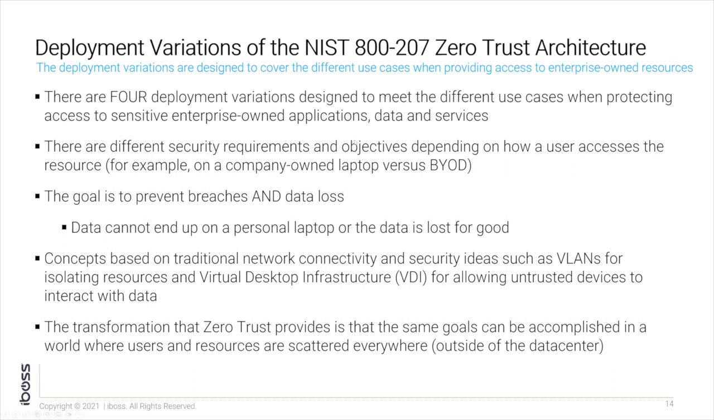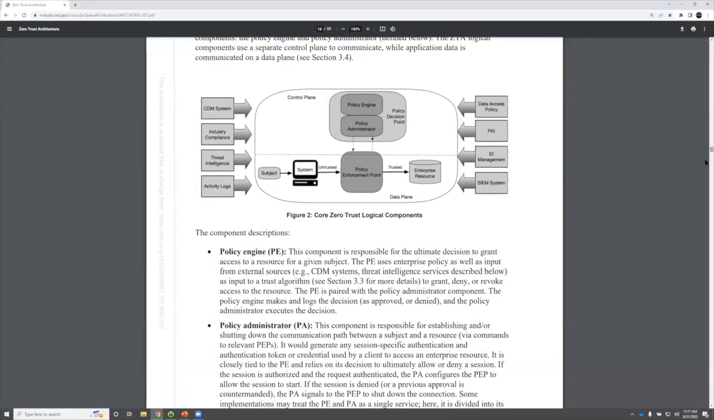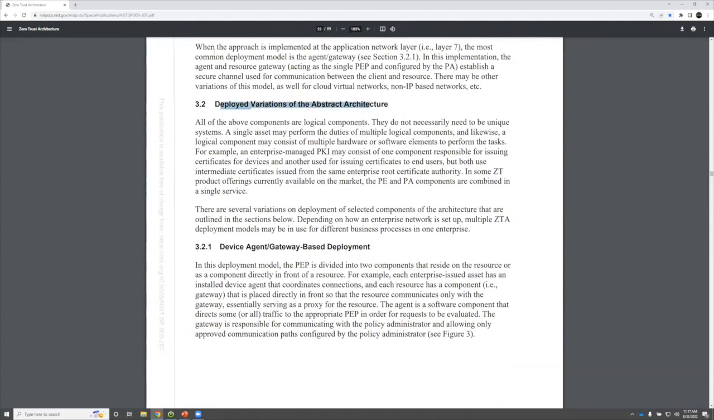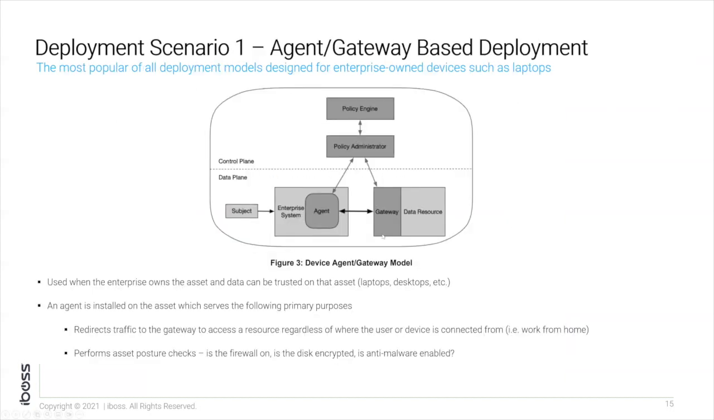They describe these 4 deployment variations in NIST 800-207 under deployed variations of the abstract architecture, in section 3.2. Particularly the first option, which is the most popular, they call the device agent and gateway-based model. You'll notice they call out an enterprise-owned system. So this is a laptop that's owned by the organization. You have an agent that gets installed. There are multiple reasons the agent is installed and multiple benefits that I'll describe in a second.